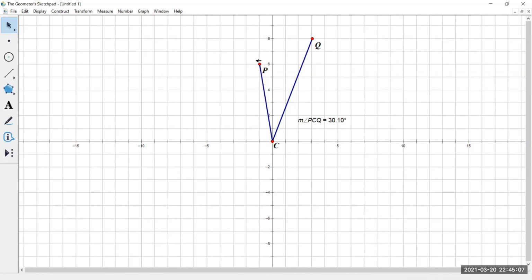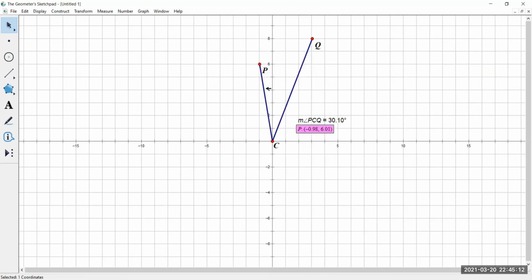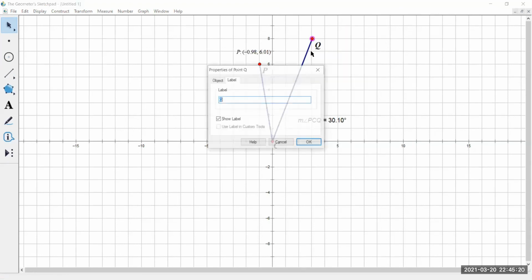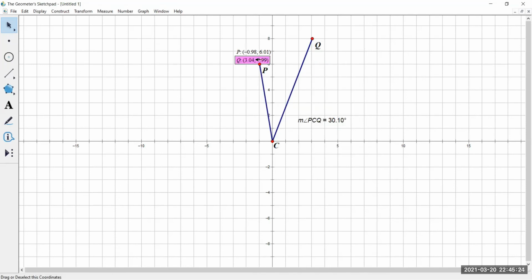I didn't put the coordinates properly. Let me show the coordinates. So this is minus 1, 6. And then this Q is now here it is. Finally, I get it right. This is the point 3, 8. Yeah, so the angle is indeed 30. So good with that. Nice.